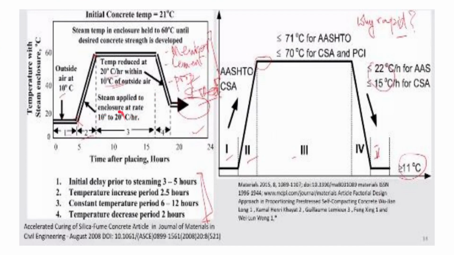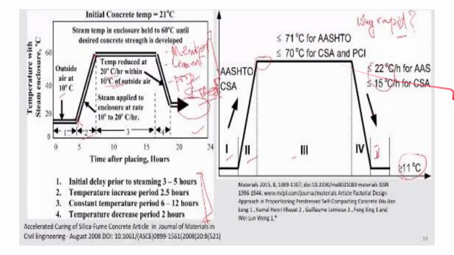As you can see, the rate of heating is 20 degrees centigrade per hour, and similar is the rate of cooling. Initial delay period is 3 to 5 hours, temperature increase period is 2.5 hours, constant temperature period is 6 to 12 hours, and temperature decrease period is 2 hours. And the maximum temperature for steam curing which is allowed is 71 degrees centigrade as per AASHTO, and 70 degrees centigrade as per CSA and PCI.